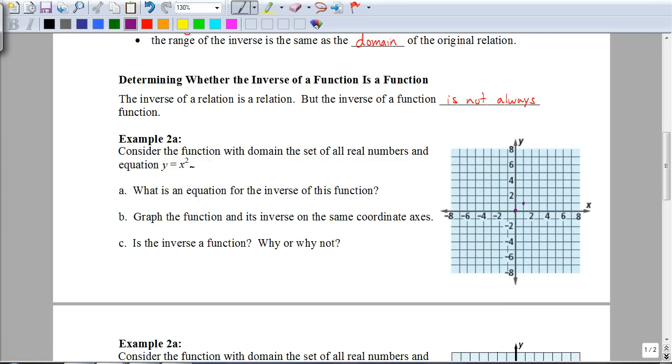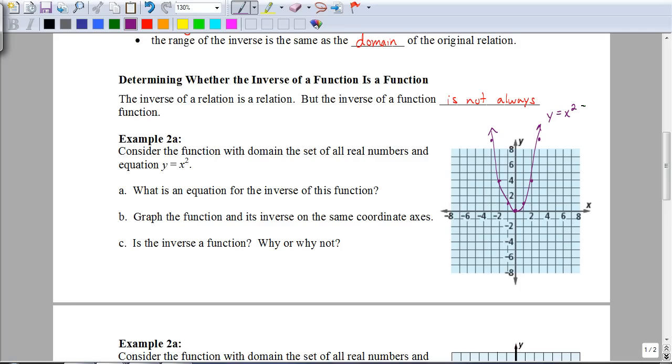When I put 1 in for x, 1 squared is 1. When I put 2 in for x, 2 squared is 4. When I put 3 in for x, 3 squared is 9. That's going to bring us up here. And remember, with a parabola, it's reflected over the line of symmetry, which in this case is the y-axis. Okay, so there's our parabola for the equation y equals x squared.